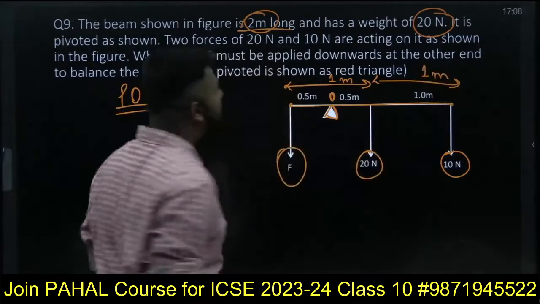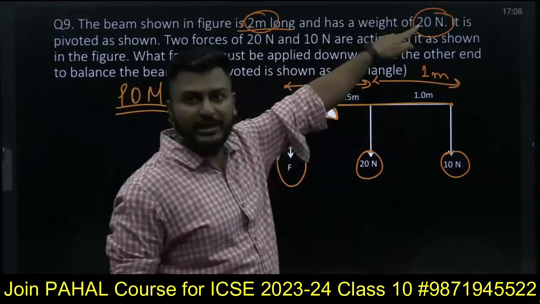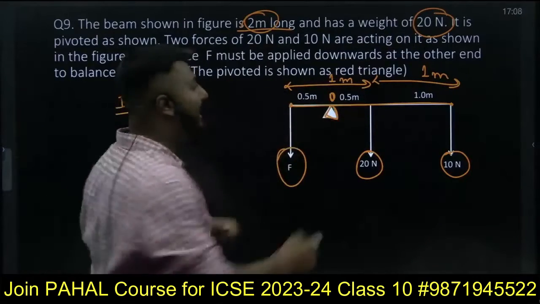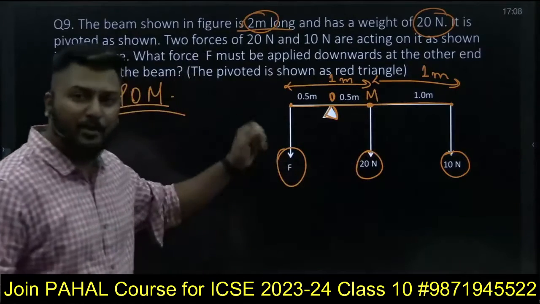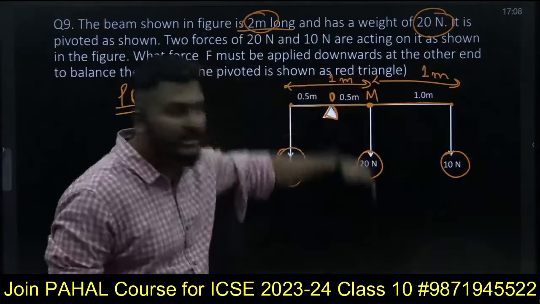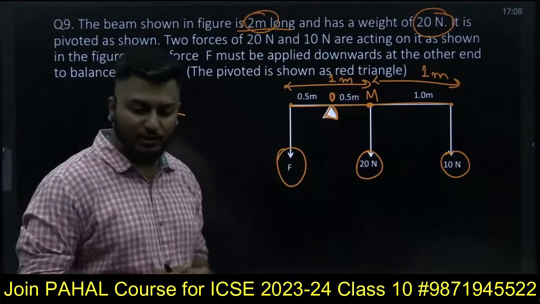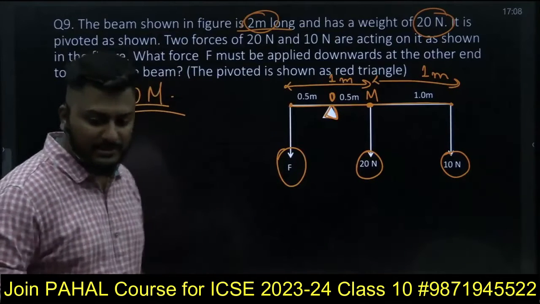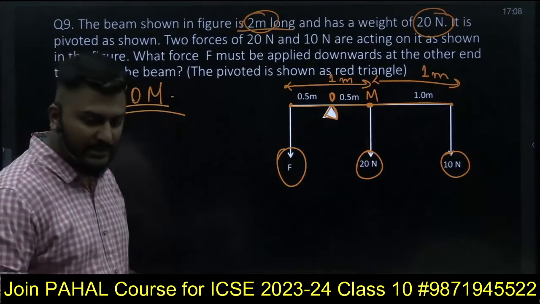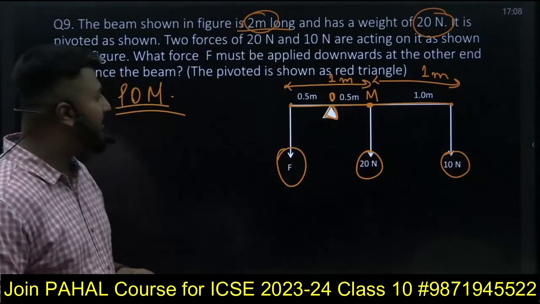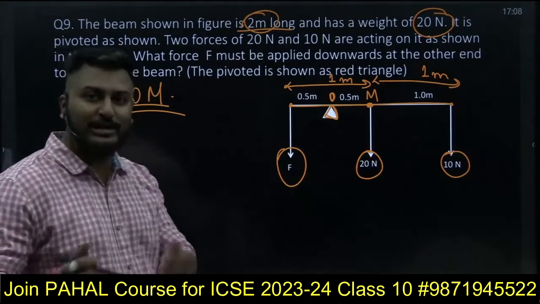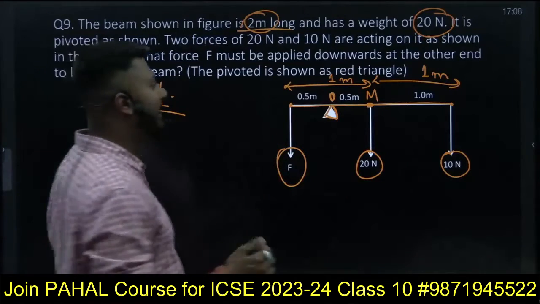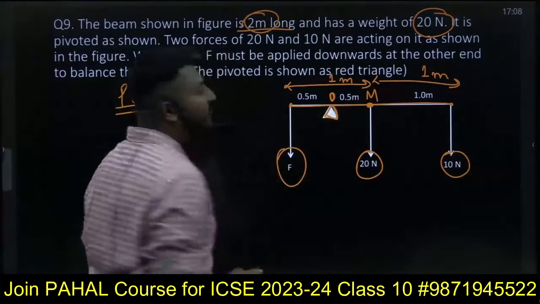So that means the 20 Newton weight of this beam would act at which point? At this point. Let's say this point is M. So at point M, the weight of the beam is 20 newtons. Is this clear to you, each and every one of you? Yes? Is everyone clear on this? If anyone has any doubt, feel free to say so, just type it in the text, alright? Okay, so this is pivoted at point O.